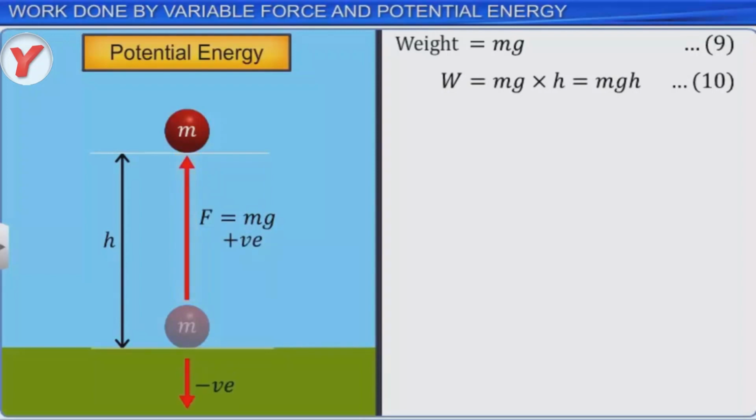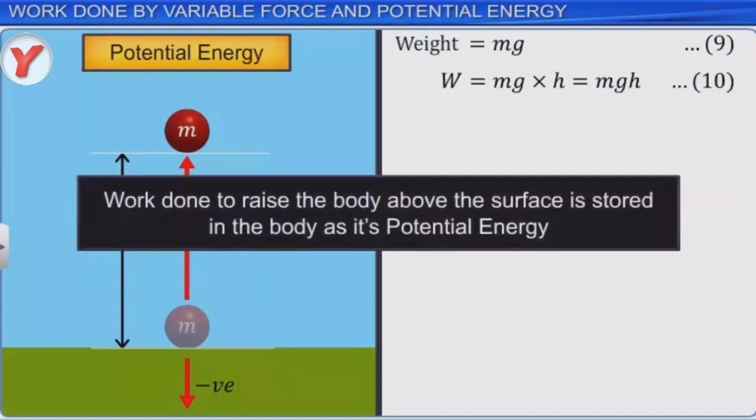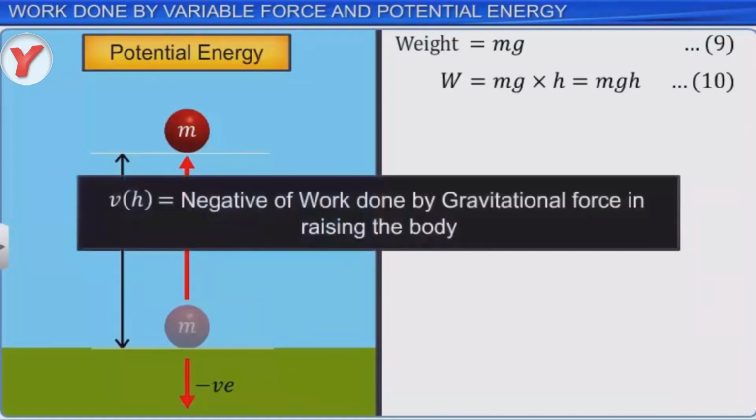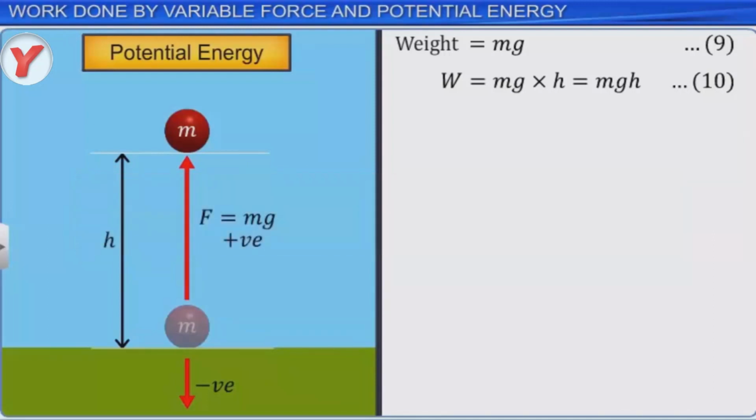Consider the upward direction to be positive. The work W done to raise the body through height h against the gravitational force of attraction by an external force is mgh. Let this be equation 10. This work is stored in the body as its potential energy. The gravitational potential energy of the body as a function of height h is denoted by V(h), and it is the negative of work done by the gravitational force while raising the body through the height. Thus, we have V(h) = mgh.